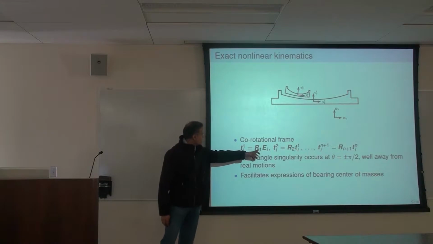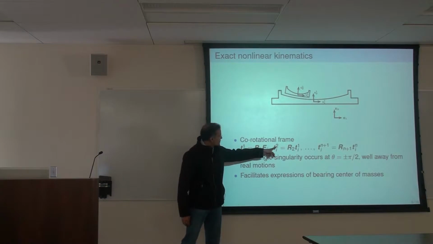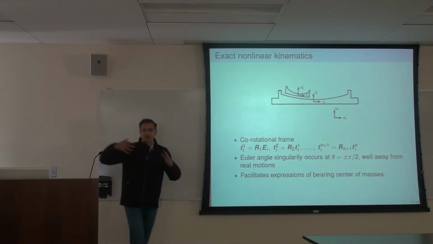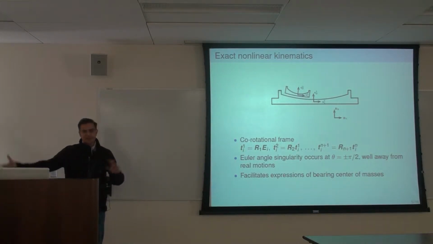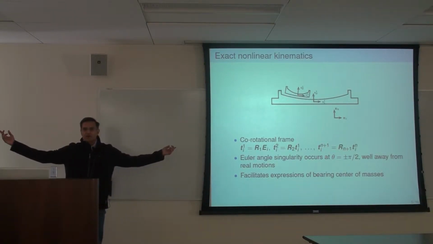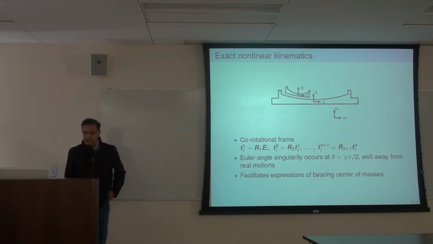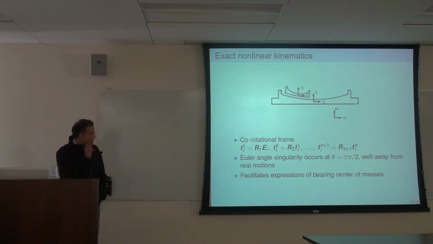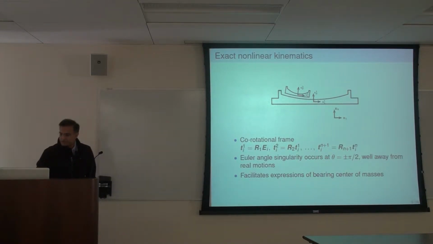You start with the base. You have a set of Euler angles that gives you the configuration of the first piece, and then the second piece is defined off the first piece. And so you can go to as many pieces as you want. And Euler angles have this peculiarity that there's a singularity in the mapping, because you can't map the sphere with a single chart. But that singularity happens at 90-degree rotation, and I don't know of any bearings that go out to 90 degrees, so I think it's pretty good. Also, the other nice thing about this parameterization is it facilitates the expressions for computing the center of mass of the bearings, which you need for the linear momentum balance.